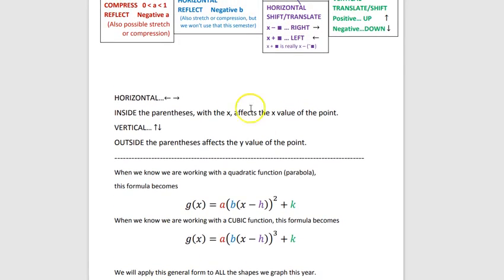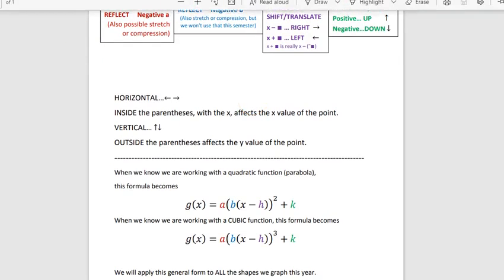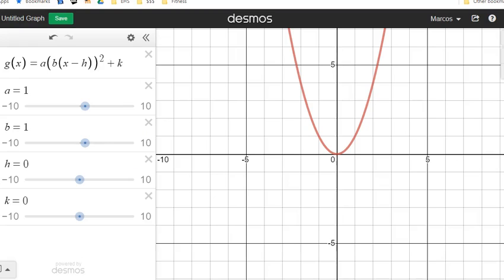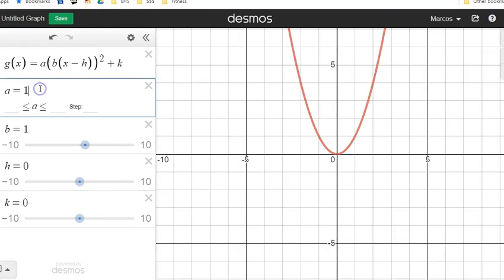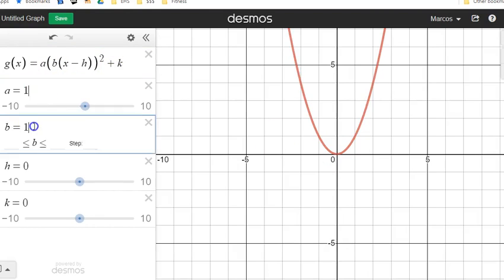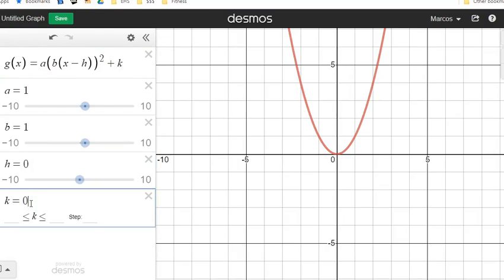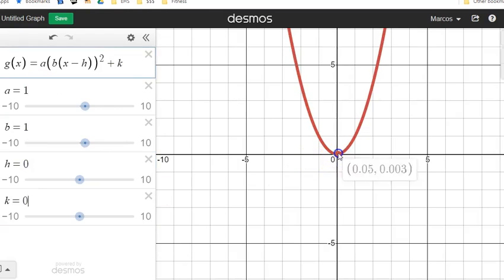Now let's look at an example on Desmos. So here I have an example of a parabola. And this is actually my parent function, meaning my original parabola function. And although it doesn't look like it up here, the reason I know is because my A is a 1, which means that's normal. B is a 1, which means that's normal. My H and K are 0, which means my origin is at 0, 0. That's my start. So let's look at what happens when I change things around.